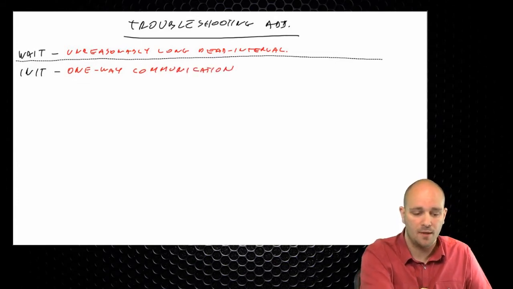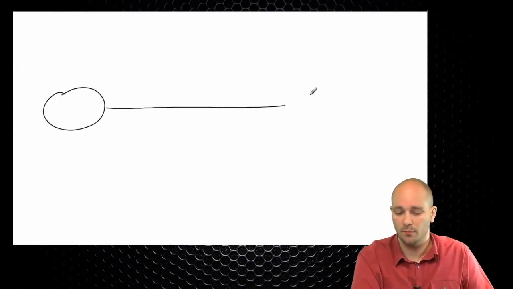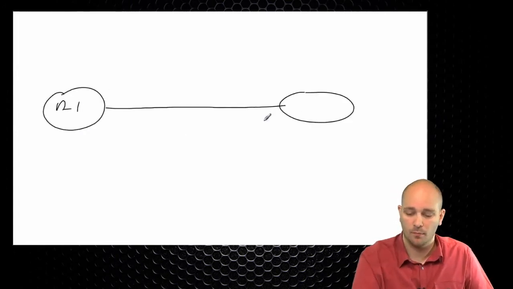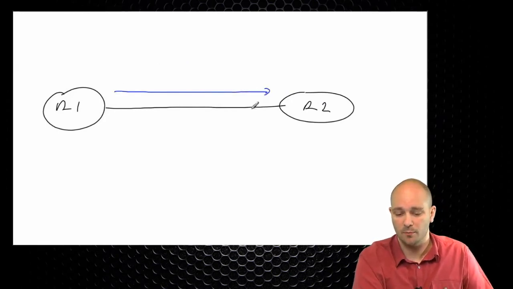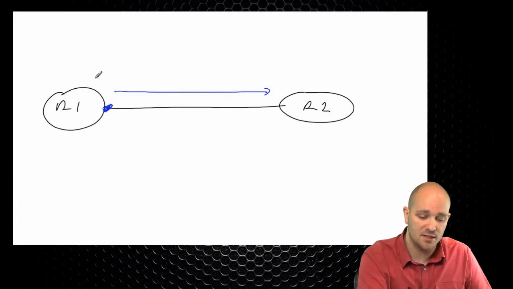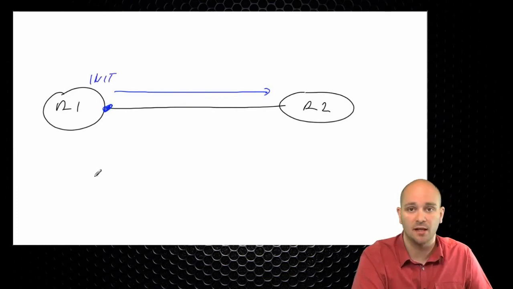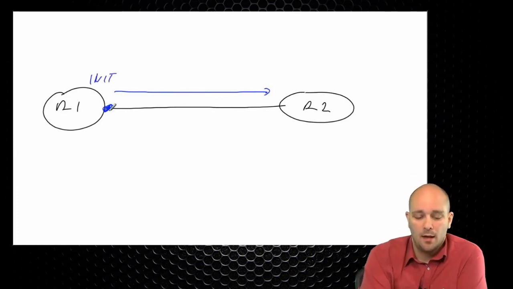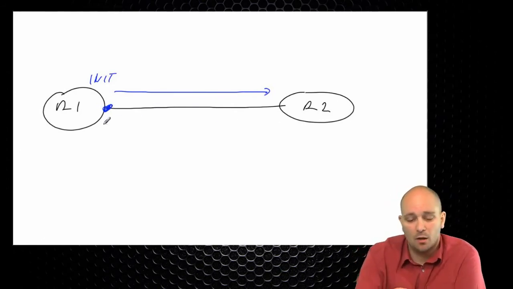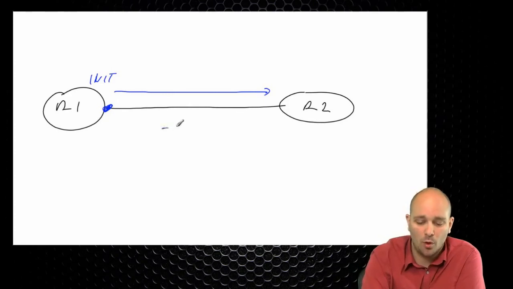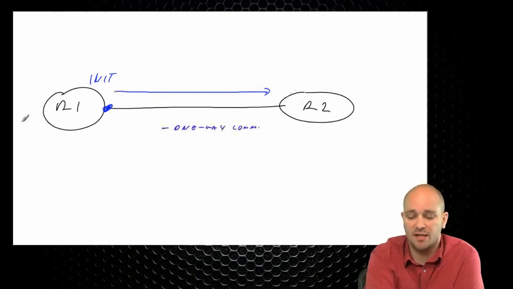Now, think about it. If we have two routers, R1 and R2, and we are sending the hellos this way, that means that this interface here is in init phase. Now, if you're not getting hellos from the other side, what are the possible reasons? Well, one-way communication, which means that we are sending packets but the other side is not sending.